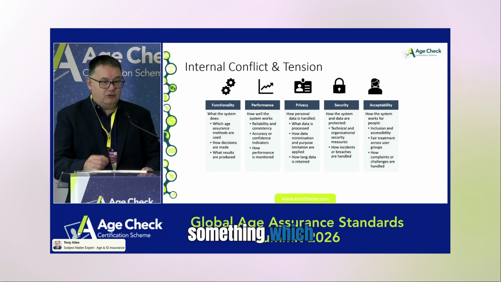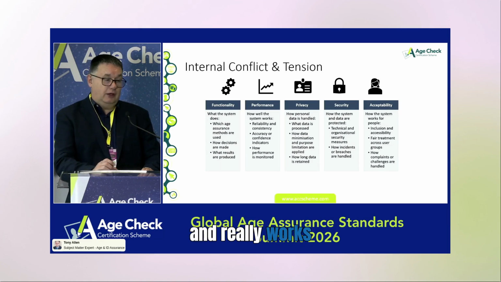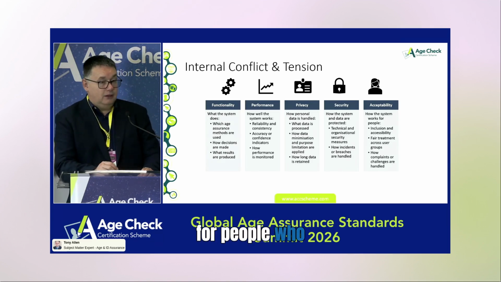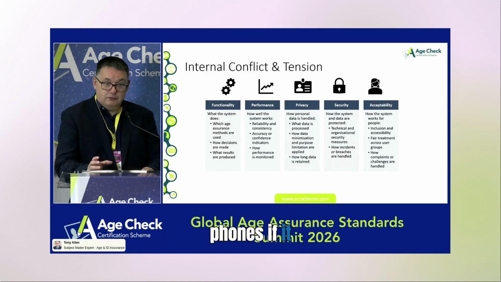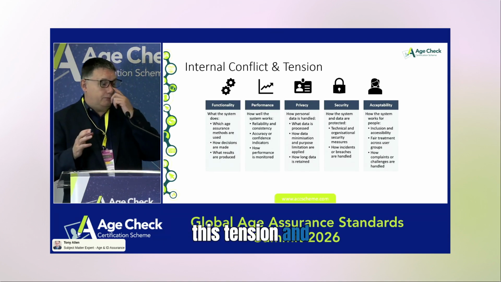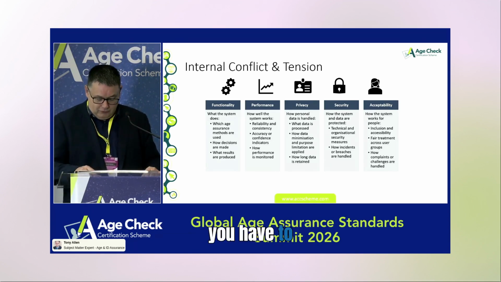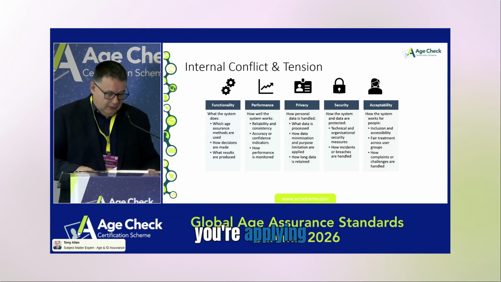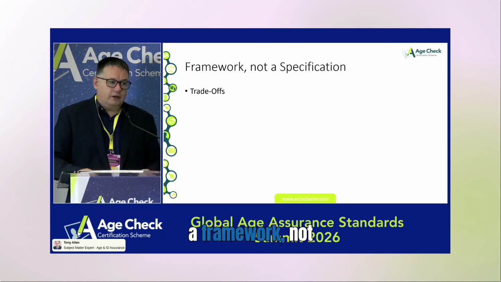You can have something which is really good and really works for people who use an Apple iPhone, but it's not going to be acceptable to all the people that use Android phones if it doesn't work on Android. So you've got this tension and this continuing internal conflict which you have to surface when you're applying age assurance measures. So as I say, it's a framework, not a specification.